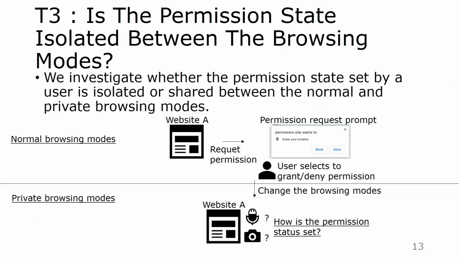Next, we show the result of analysis scenario T3. We investigate the impact of a browsing mode on the permission state. The analysis procedure is as follows. First, in normal browsing mode, a client device accesses website A, which requests permission. The client device grants or denies the request. Next, the browser is switched to private browsing mode. The client device accesses website A again, and we check the permission state.